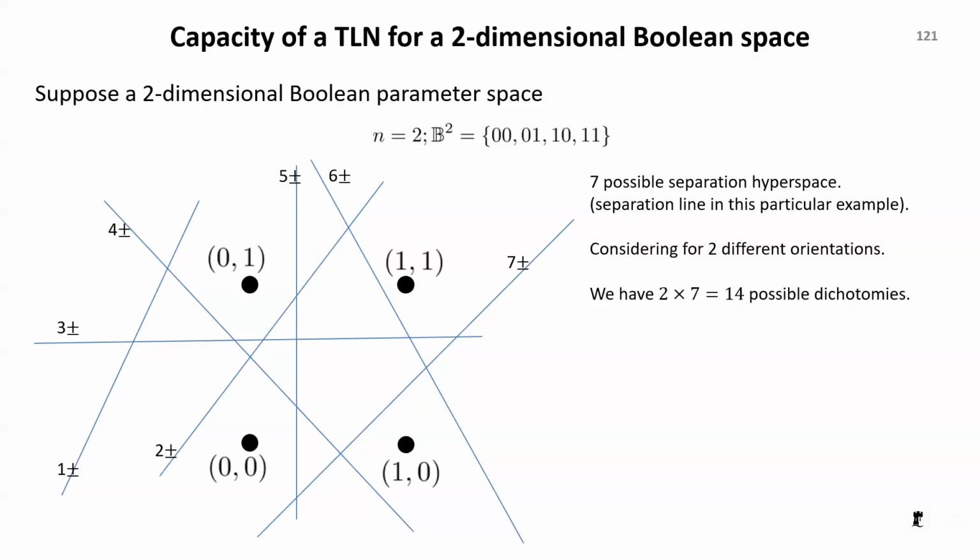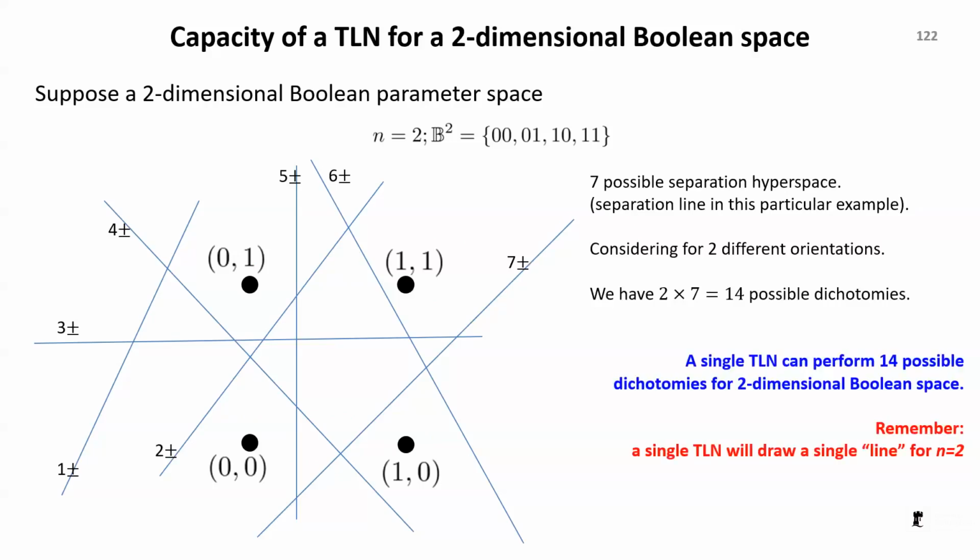There are a few subtleties here. Now, a single perceptron can perform 14 possible dichotomies for a two-dimensional Boolean problem with 4 input points.